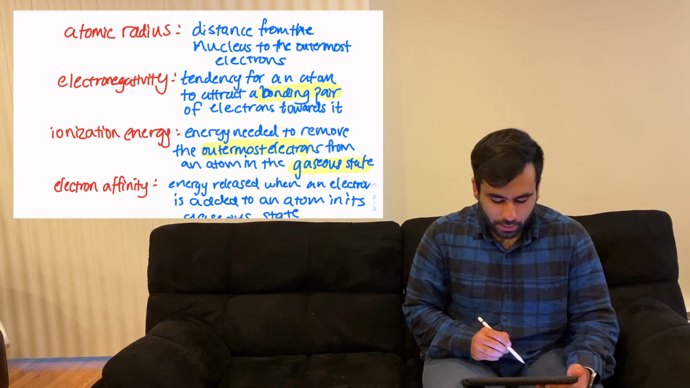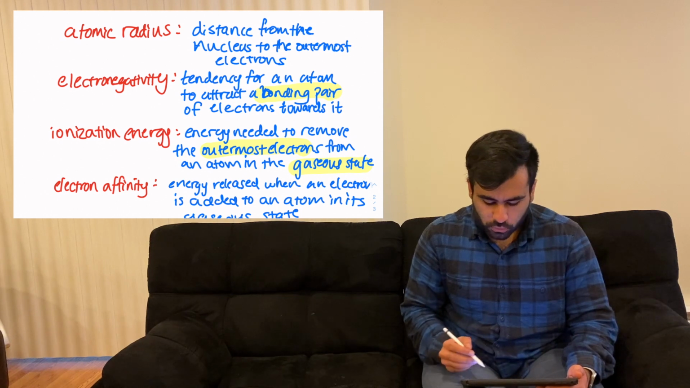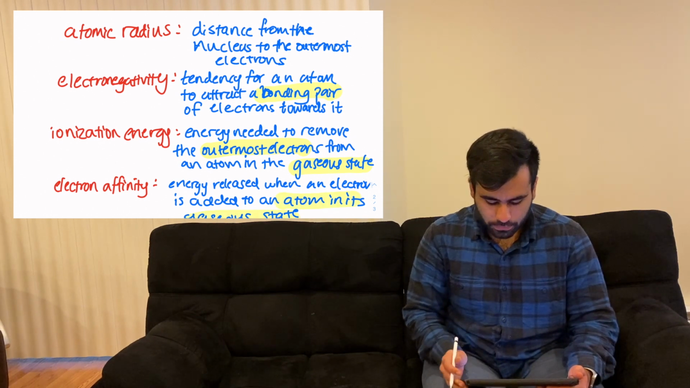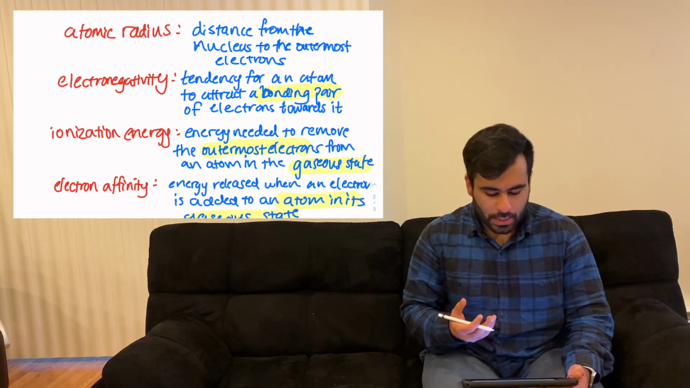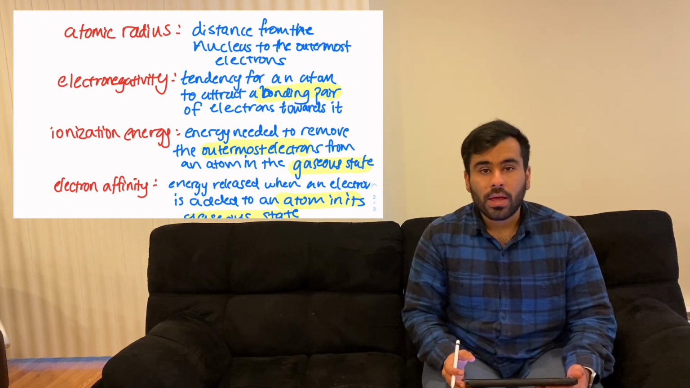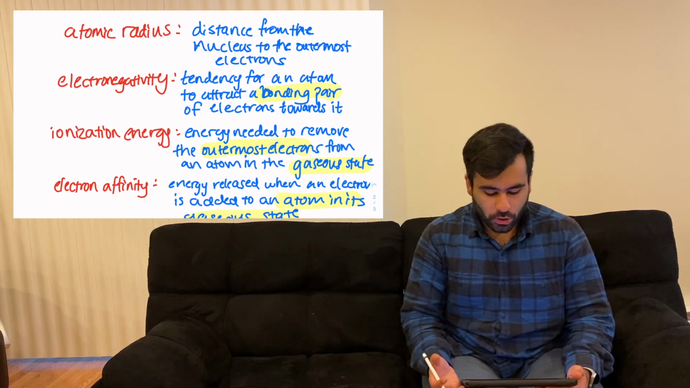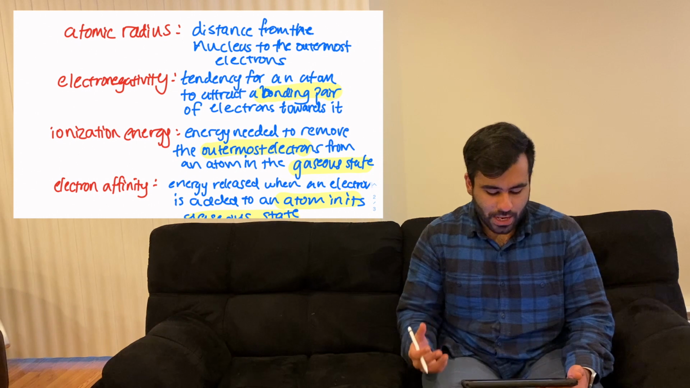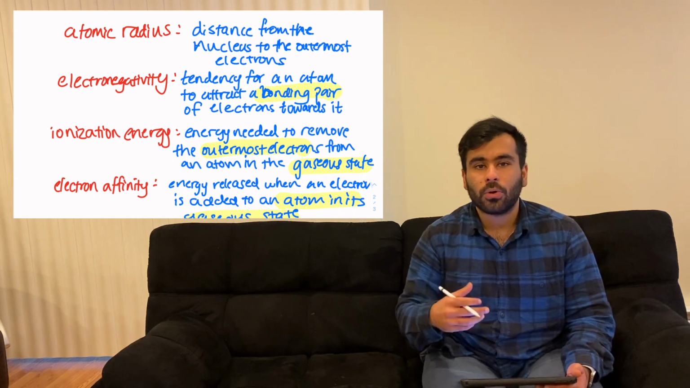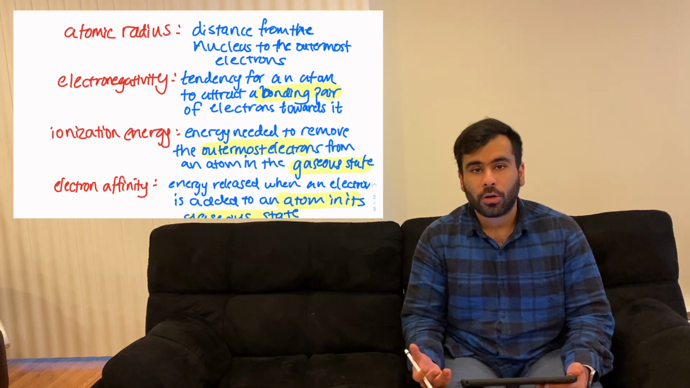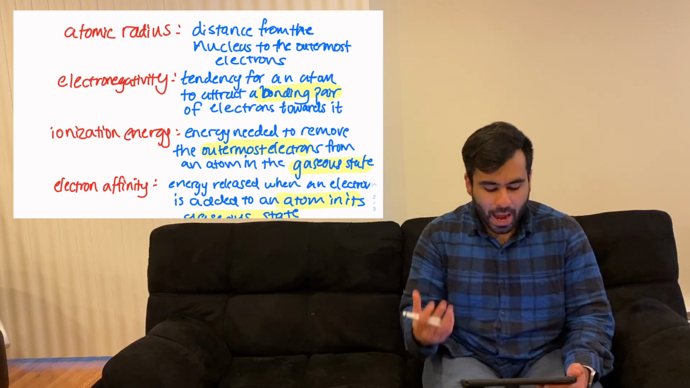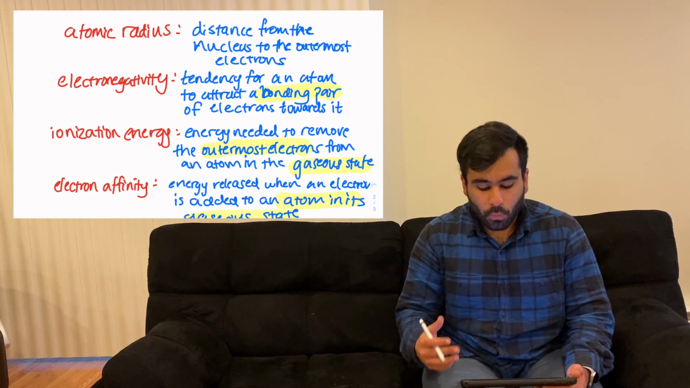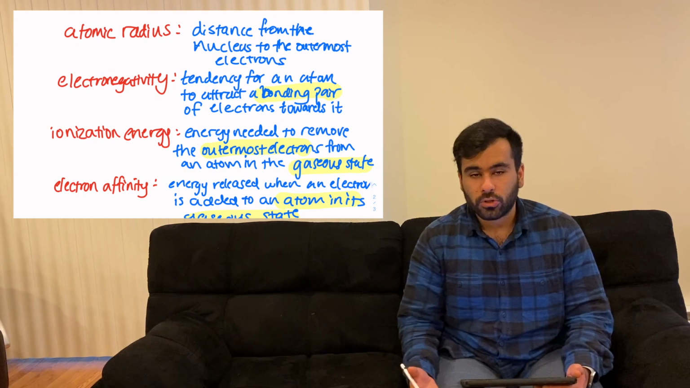And finally, the last trend, electron affinity. It's the energy released when an electron is added to an atom in its gaseous state. Electron affinity increases with effective nuclear charge. The reason for that is that effective nuclear charge is the pulling force of electrons towards the nucleus. And we can think of electron affinity as how badly does an atom want electrons. So a higher electron affinity correlates with a higher effective nuclear charge.